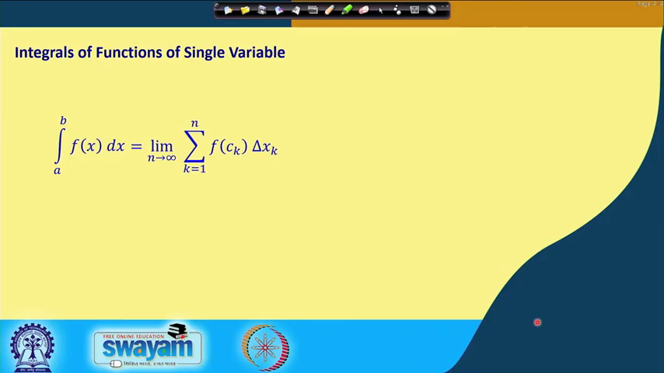So, the integral of functions of single variables. Before we define it for two variables, let us just recall the definition we had for the single integrals. So, the integral from a to b of f(x) dx was defined as the limit of this sum. So, what was this sum?